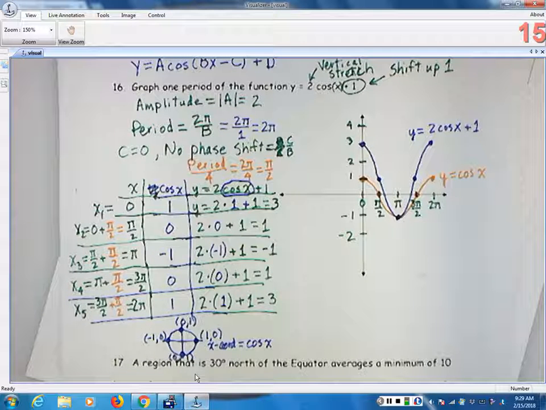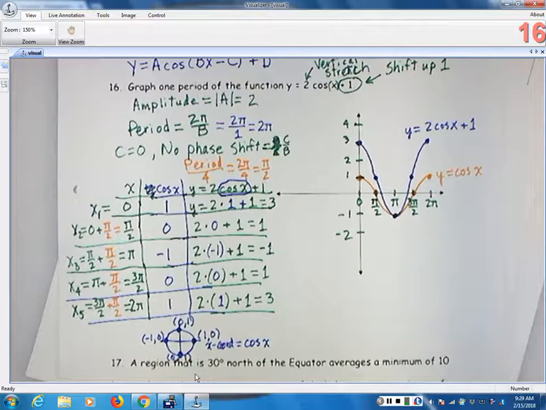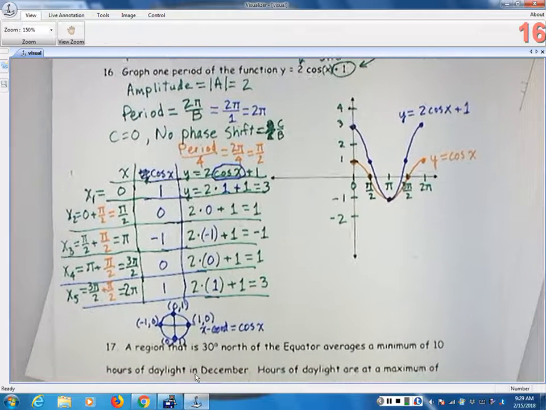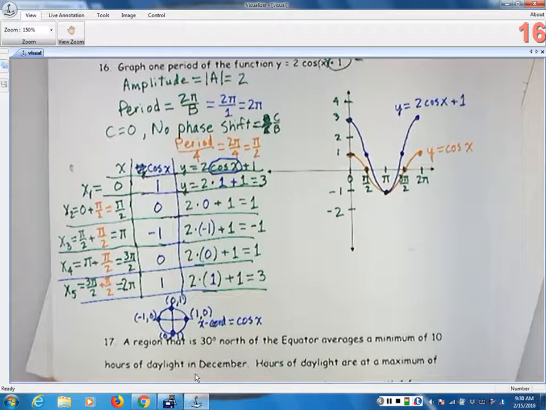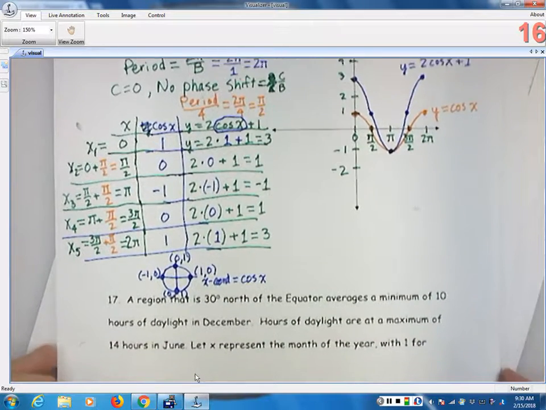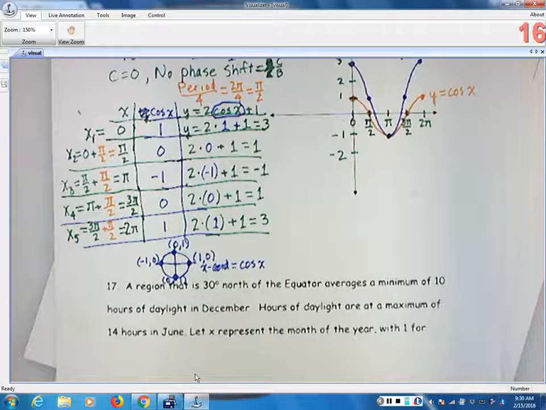Okay, and now we got one more example. Are you still copying? Making sense? Okay. All right. Okay, so we're going to do a word problem now. Yay, word problem.